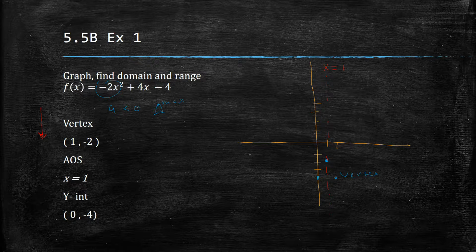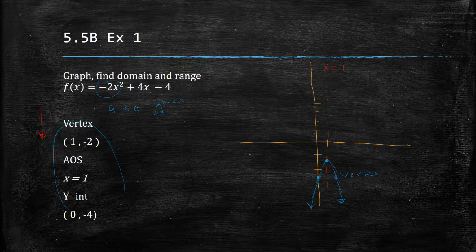Now I have my points, they're symmetric. I can connect my dots, sketch my graph. So there we have the graph of this parabola. On the exam, I'm not going to give you these numbers over here, so make sure you know how to find them.